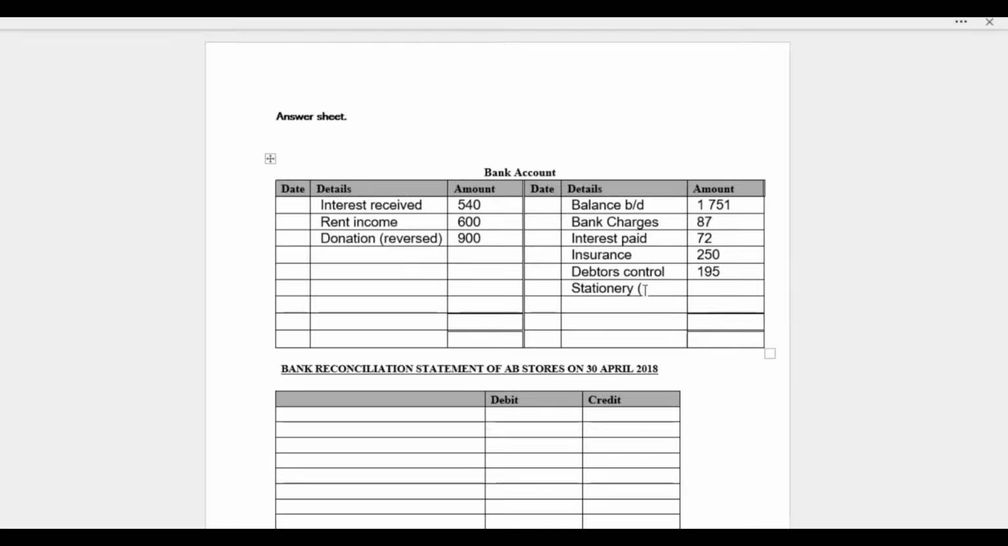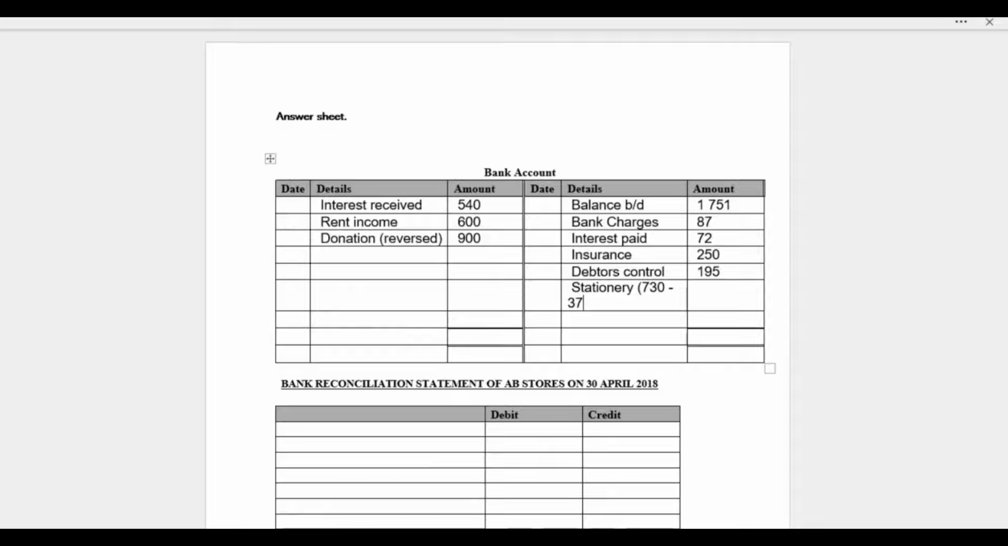So open brackets, 730 minus 370, which is the difference. The difference is 360 that was omitted. So we find it there, and that is our bank account with its transactions.